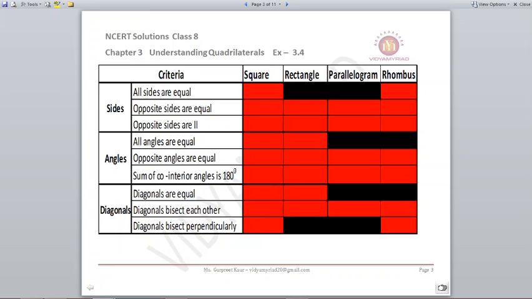If I talk about diagonals being equal, only in the case of square and rectangle are diagonals equal. And if I want to know diagonals bisect perpendicular, perpendicular means at right angles or 90 degrees, that is possible only in the case of square and rhombus. Now based on this table we are going to do the present exercise, which you will find very easy. Remember this, note it down in your notebook, paste it on the wall for your reference, and it will be really very helpful for you.